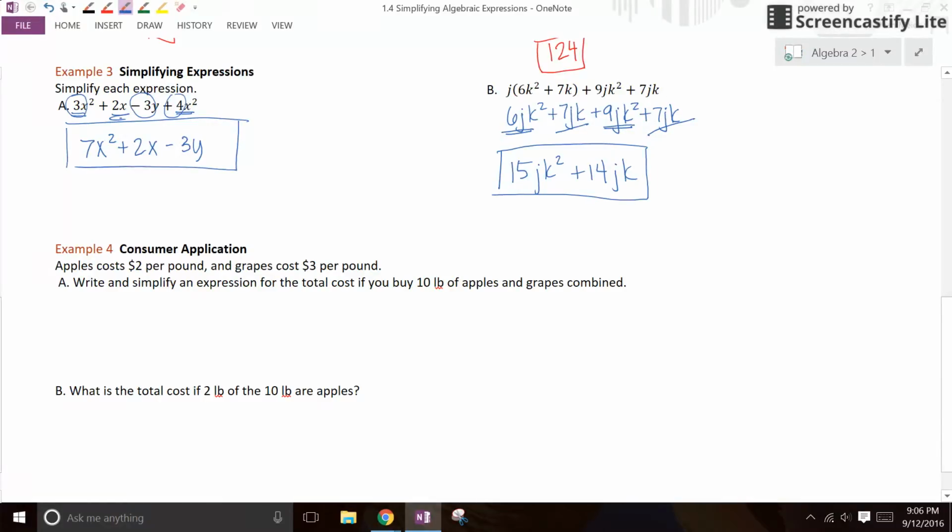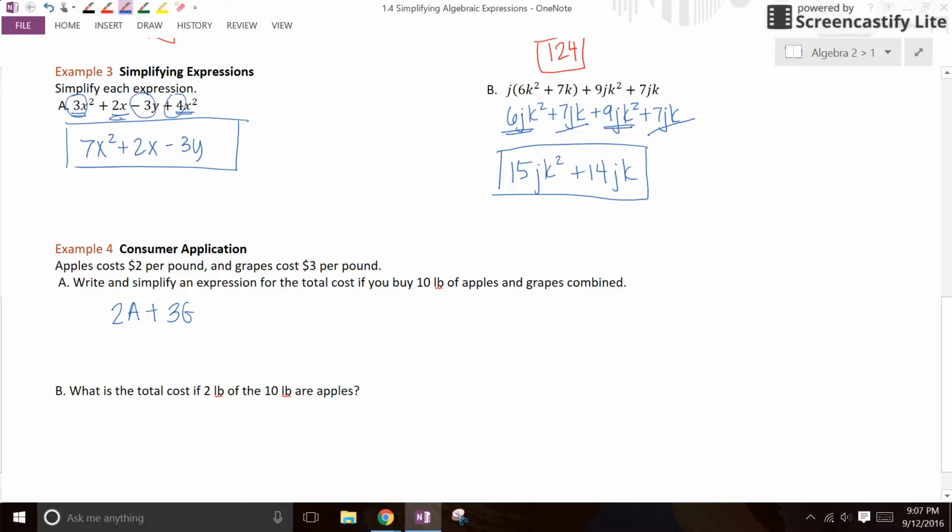All right, what about example 4? Apples are $2 a pound. Grapes are $3 a pound. Write and simplify an expression for the total cost if you buy 10 pounds of apples and grapes combined. So if I'm going to calculate this, I need to know the number of pounds of apples I buy. So it's $2 times the number of apples plus $3 times the number of grapes.